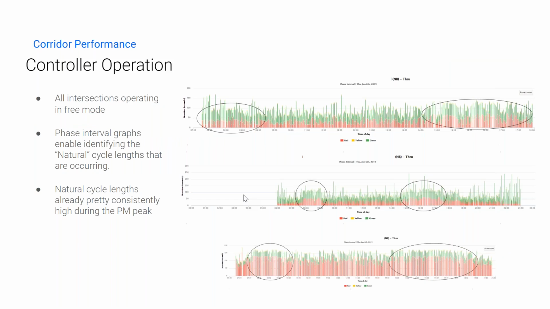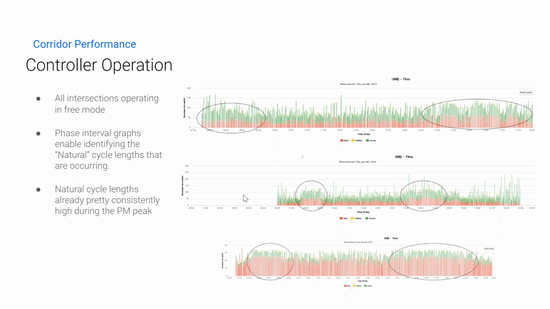Now, that was from a performance perspective, but what can be done about it? That's the part where ATSPM data really comes in handy: what can we do about it here? So we can go into the controller's operation. As you can see, the graph on the screen, again, is a phase interval graph. This is a graph that's showing us the intervals, red, green, and we can actually see the cycle lengths on the northbound through movement here.